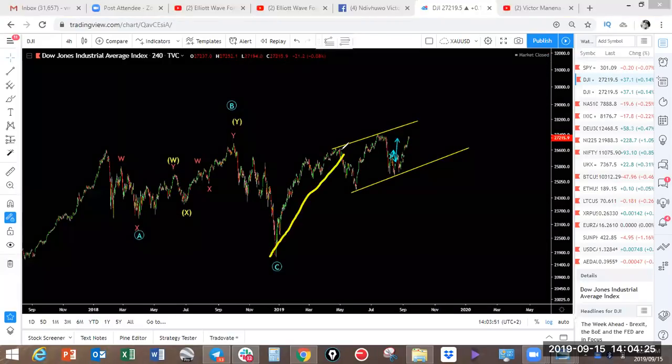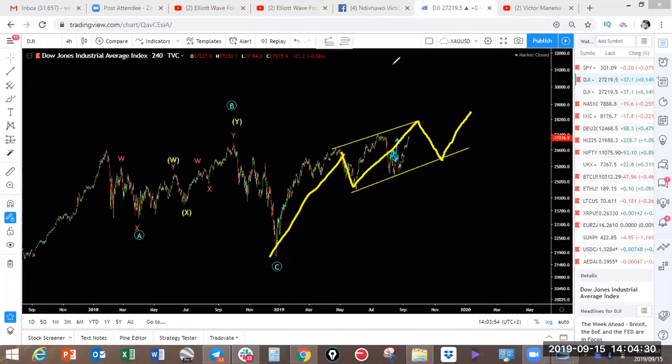We're going to move up here. That is a wave 1, 2. This will be a 3, 4, and a 5. Unless this now plays out to be a running flat, as I've shown on the S&P 500, then this could be going impulsively to the upside. So either way, we are going up.